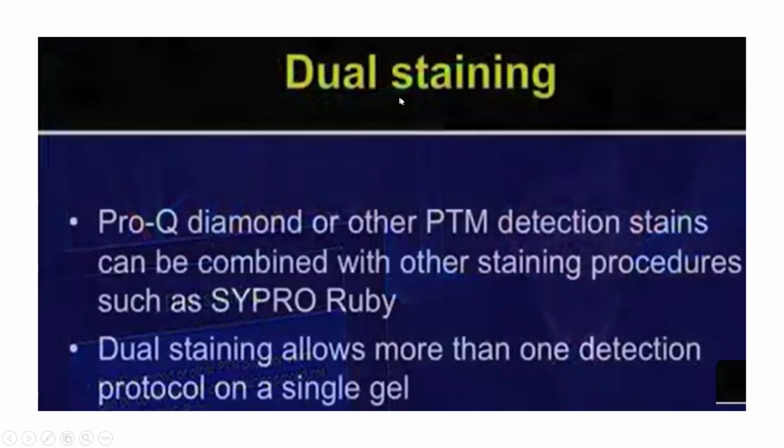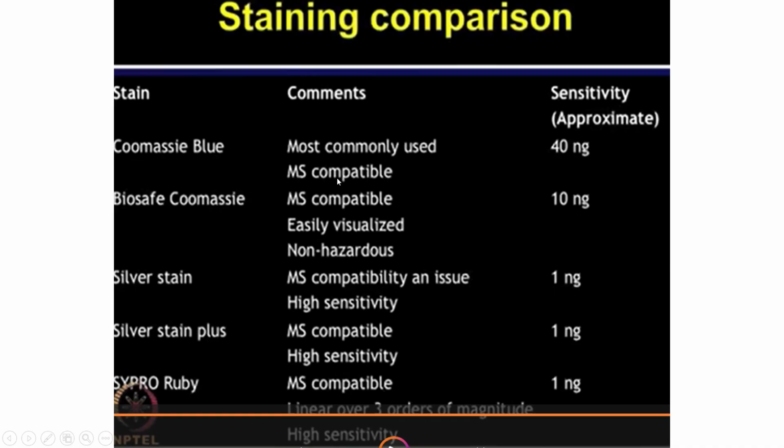You can also do a dual staining technique, wherein Diamond or other post-translational modification detection stains can be combined, like Sypro Ruby, which detects glycoproteins. Diamond detects phosphorylated proteins. So dual staining allows more than one detection protocol on a single gel. As I was saying, silver stain can even detect nanogram level proteins, and all are MS compatible, whereas Coomassie Blue can detect around 40 or 10 nanogram. If you have much lesser concentrated protein, you can use silver stain dyes.